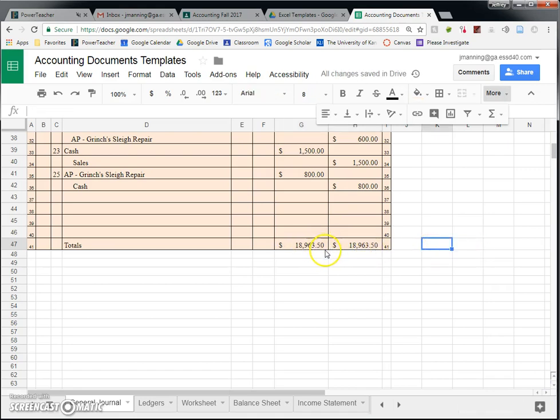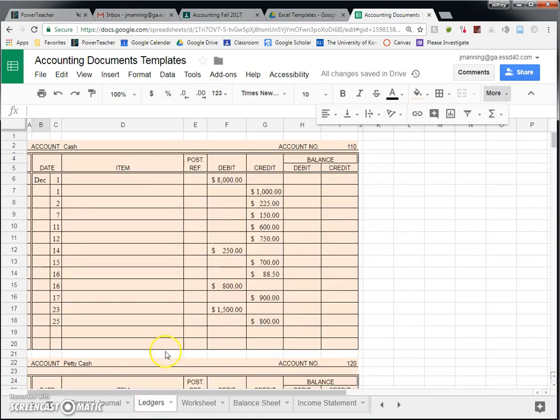Remember, debits and credits must always equal, so this might be a good way to identify a mistake early in the accounting cycle process. But there's another area where we're going to add up debits and credits, and if you make a mistake, you'll be able to find it there too. It's just a little bit later. Okay, let's move on to the ledgers now.